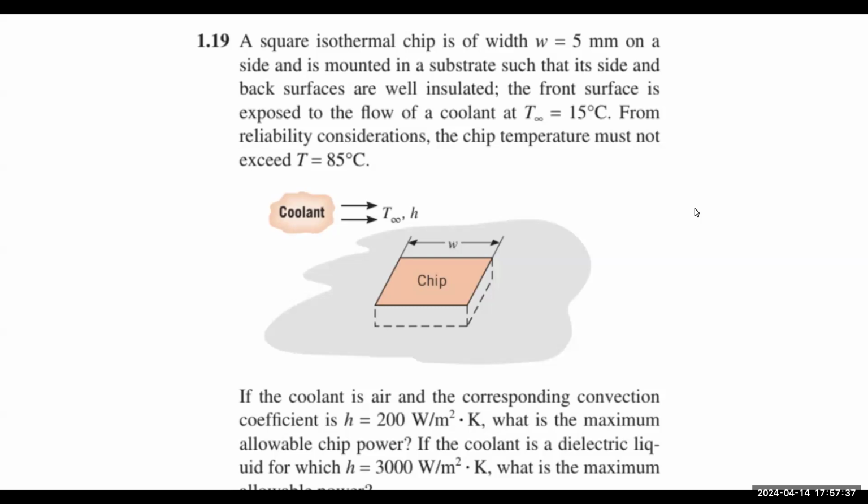If the coolant is air and the corresponding convective coefficient is h equals 200 watts per square meter Kelvin, what is the maximum allowable chip power? If the coolant is a dielectric liquid for which h equals 3000 watts per square meter Kelvin, what is the maximum allowable power? So first, we're going to write down our givens.